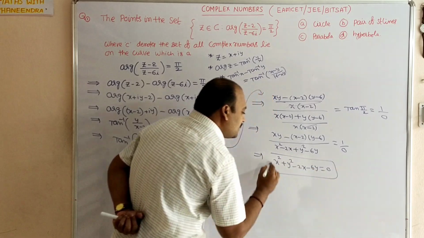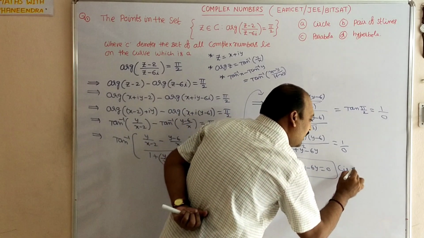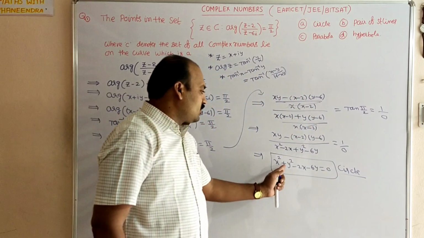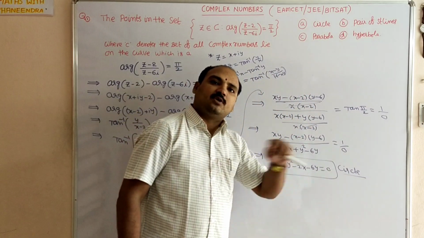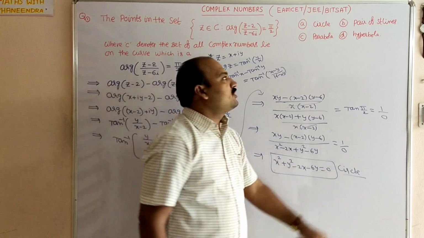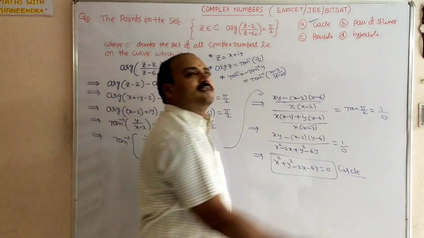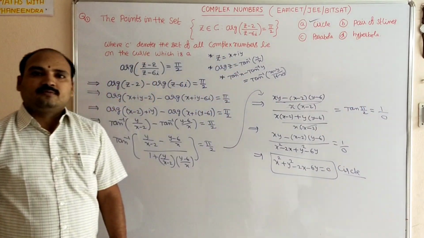It represents a circle equation. It is in the form of x square plus y square plus 2gx plus 2fy plus c equal to 0. So it represents a circle equation. So the related curve is a circle, which is the first option.